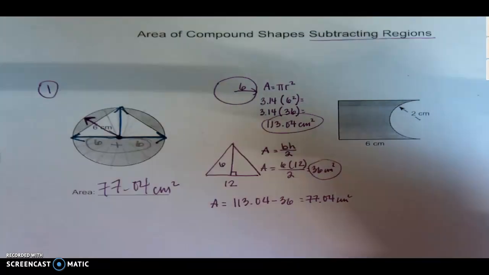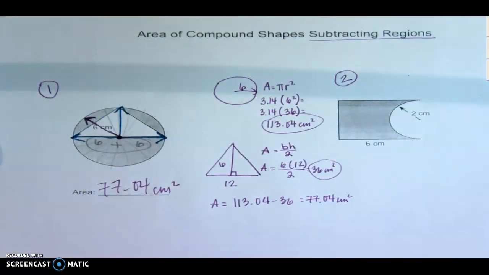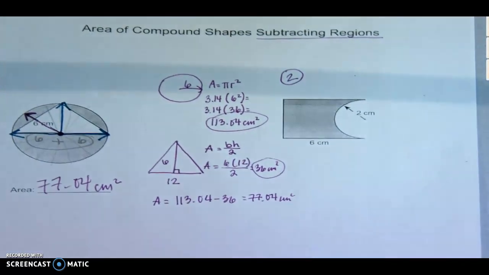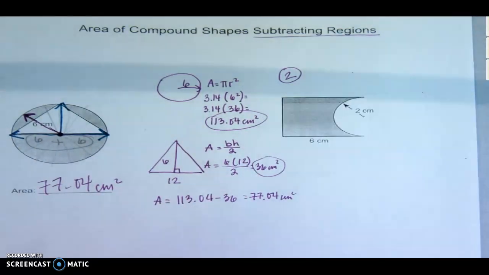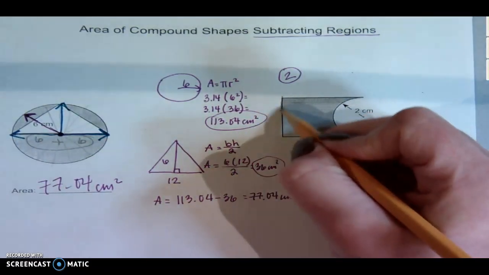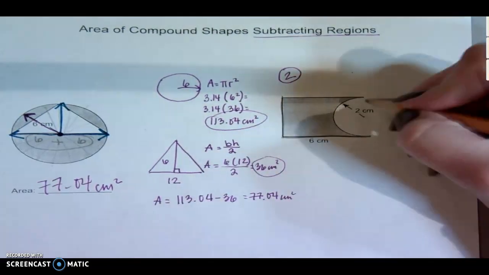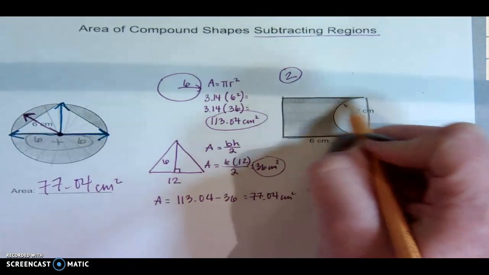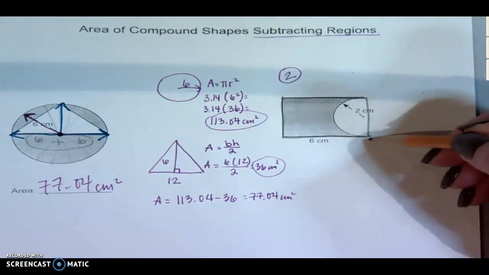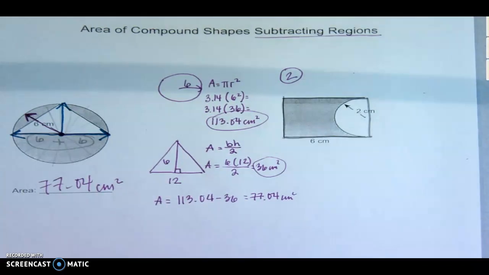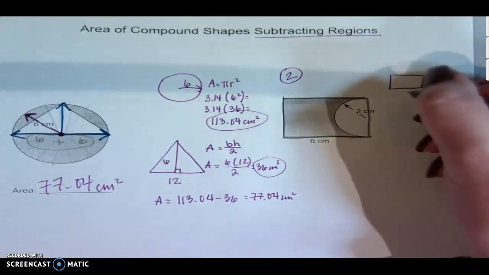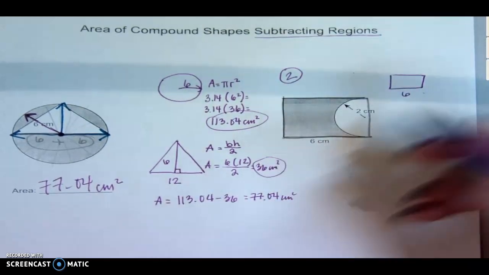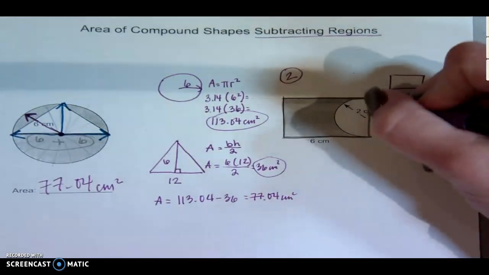This is going to be example number 2 right here. This shape seems very strange. You might say, Miss Hendricks, I don't know what this shape is. I don't know really what to do with this. So look at this. It actually was a rectangular shape, and now the semicircle has been taken out of it. So our two shapes are a rectangle that is measured 6 centimeters right here by 4.